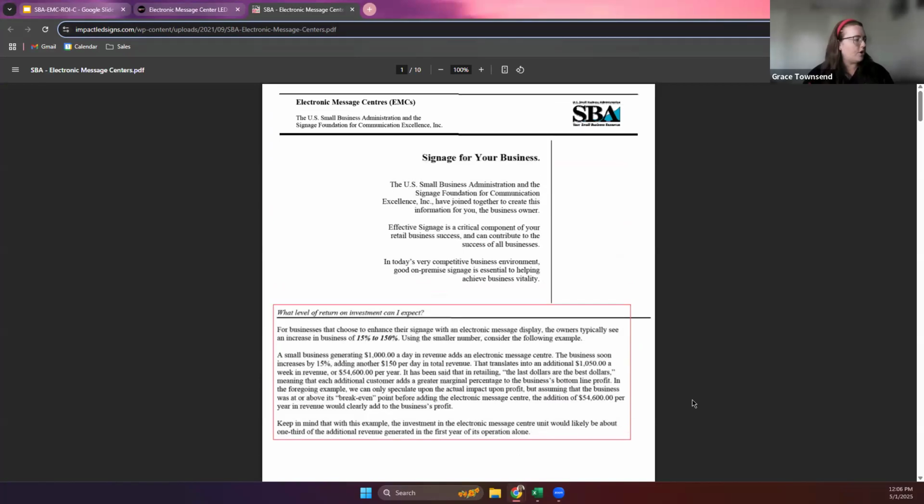What level of return on investment can I expect? Based on this study, businesses that choose to enhance their signage with an electronic message-centered display typically see an increase in business of 15 to 150%.